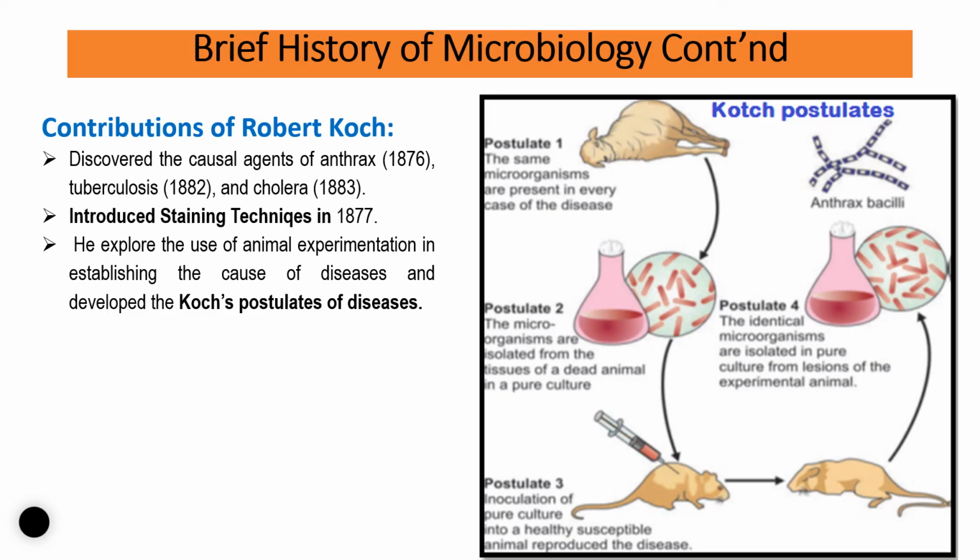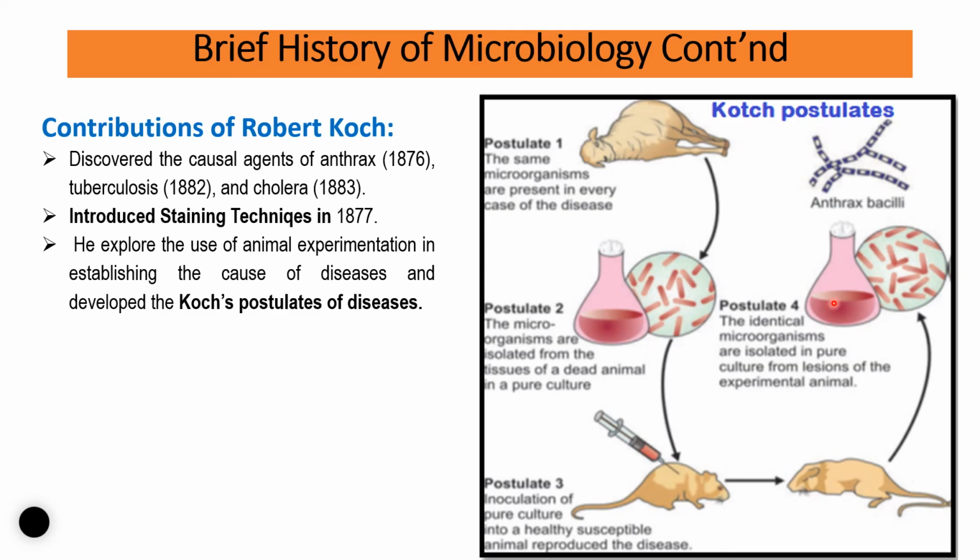In addition, he explored the use of animal experimentation in establishing the cause of diseases, and with that he developed what is now called the Koch postulate of diseases. Robert Koch observed that in any case of disease, microorganisms can be isolated from the infected host. Those microorganisms responsible for the disease, if injected into an experimental host, produce the same disease conditions, and the same microorganisms can be re-isolated from that infected host.